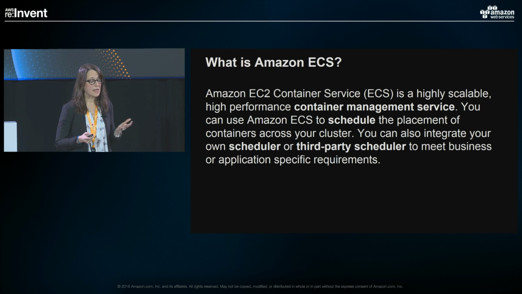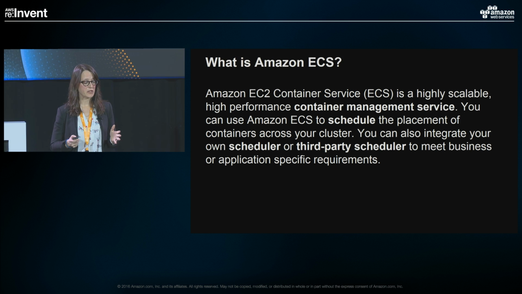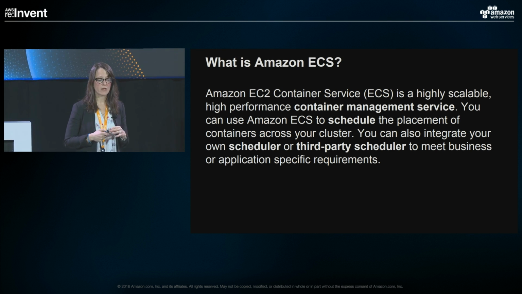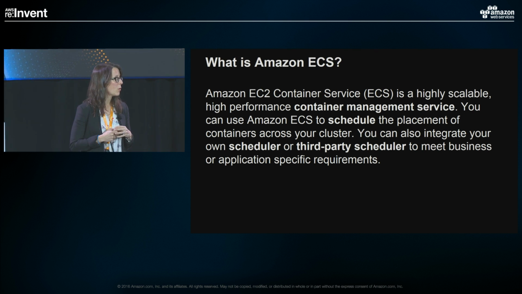So quite simply, Amazon EC2 Container Service is a highly scalable and high-performance container management service. And you can use Amazon ECS to schedule the placement of your containers across a cluster. And you can also integrate your own scheduler or third-party scheduler to meet particular business needs or specific requirements.